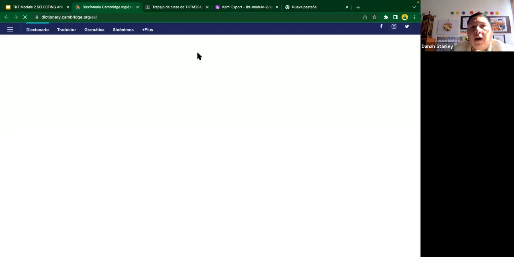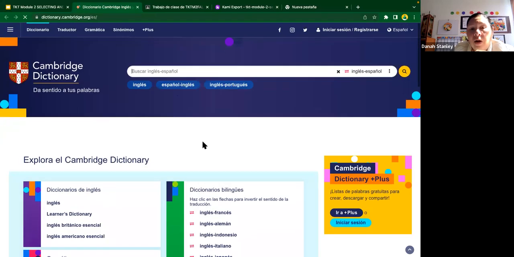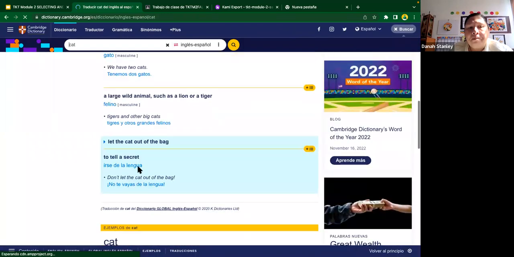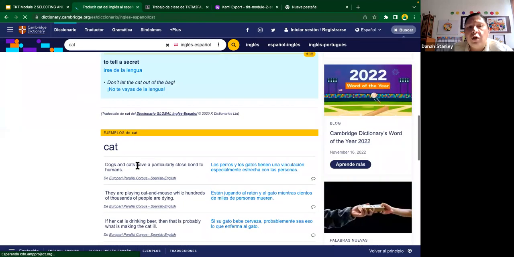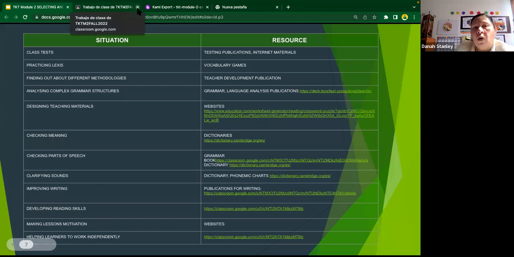We have seen the advantages of using this dictionary. You have the pronunciation for American and British English, and you have all the contexts in which the word can be used. So students avoid using the word wrongly by looking for the word in the Google translator. Checking parts of speech.